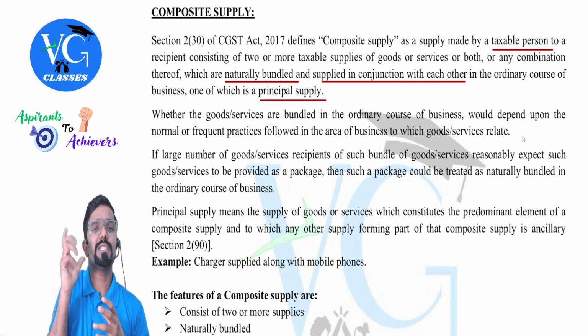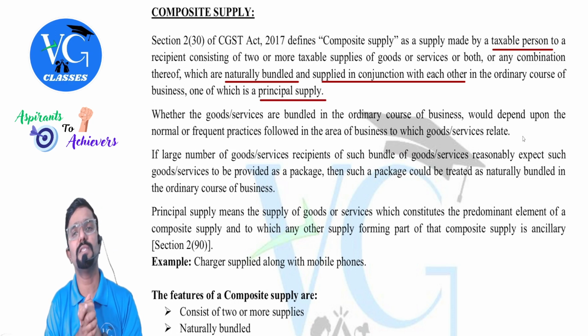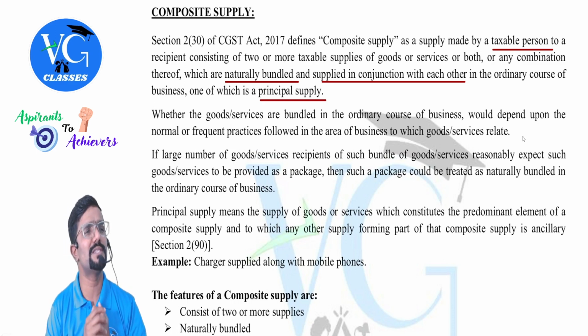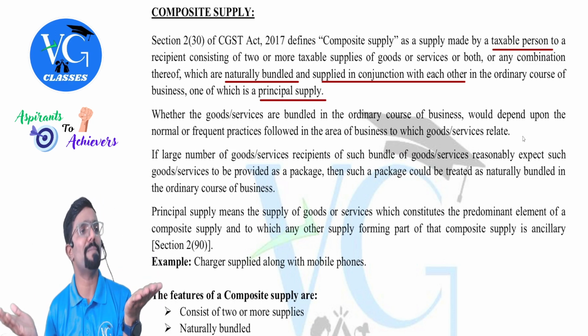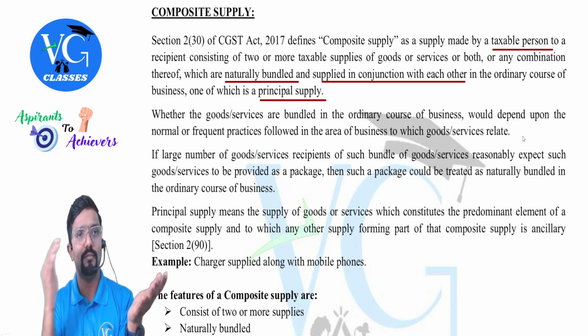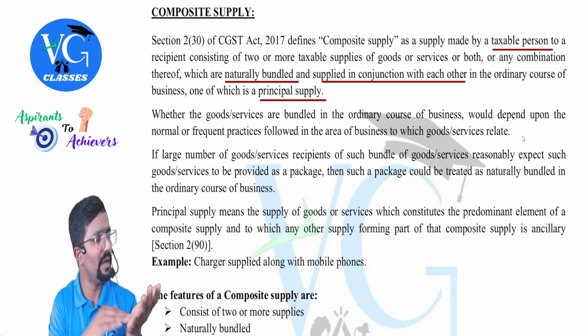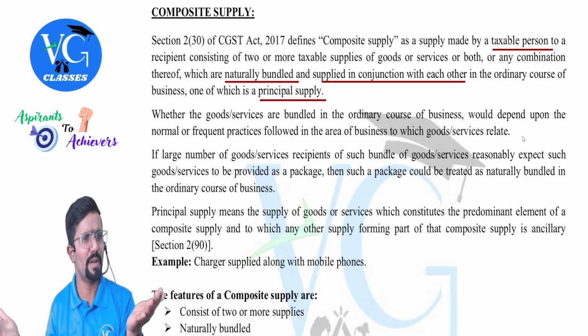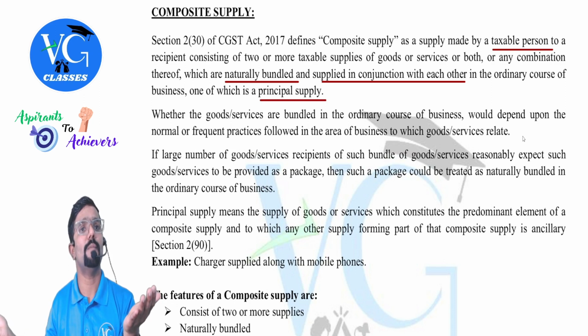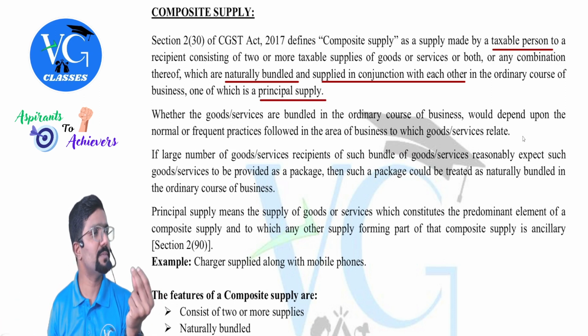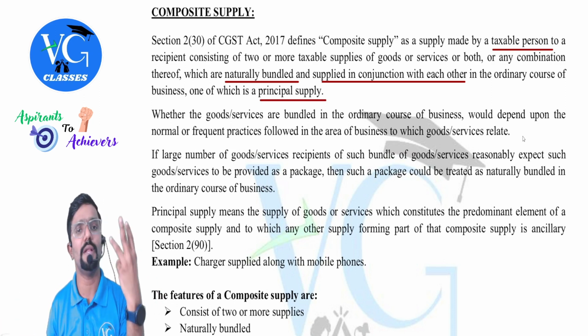Now they use the word principal supply in the last line. What is principal supply? I already told you in simple terms. Sir, because of this item, other things are getting supplied. Because of the mobile, charger is supplied. Because of the TV, warranty, remote and other things. Because of the laptop, bag and laptop charger. So which is the principal supply here? Mobile, TV, laptop.